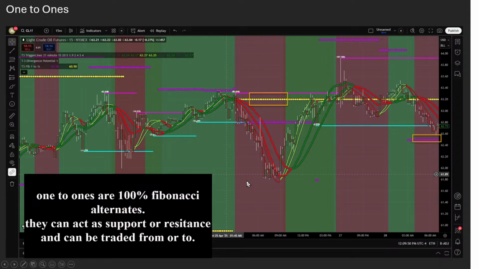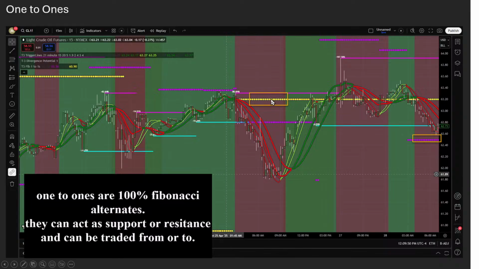You're going to see one-to-ones, these yellow dots and these pink dots, and these are 100% Fibonacci alternates. They can be support, they can be resistance depending on the movement of the market. Your yellow one-to-ones are what we call large swing one-to-ones, and they're a 100% Fibonacci alternate, taken from bigger moves, the bigger moves that the market does. The pink one-to-ones are small swing one-to-ones, and these are taken from the moves within the moves.